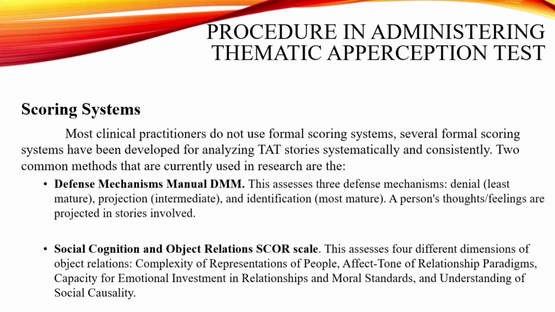So next, the scoring systems. Most clinical practitioners do not use formal scoring systems. Several formal scoring systems have been developed for analyzing TAT stories systematically and consistently. Two common methods that are currently used in research are the Defense Mechanism Manual. The Defense Mechanism Manual was developed to assess the use of three defenses: denial, projection, and identification.